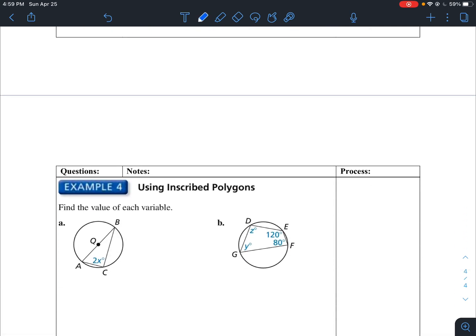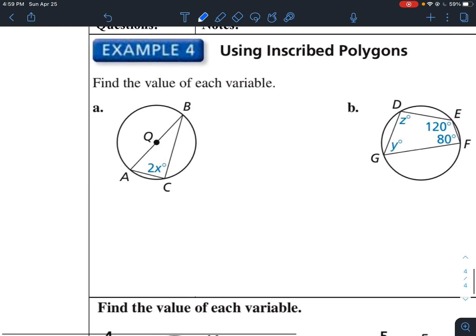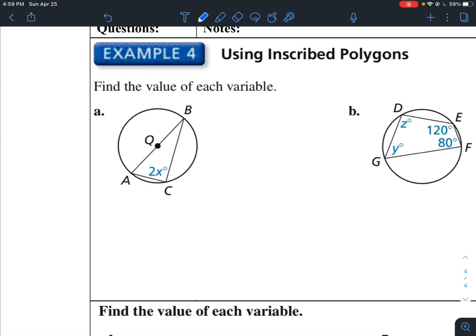So let's put these theorems to the test. Find the value of each variable. In A, we want to find the variable x. Notice that this is an inscribed triangle, and one of its sides is a diameter. If one of its sides is a diameter, then it has to be the hypotenuse of a right triangle. So this angle has to be 90 degrees. So 2x has to equal 90 degrees. If I divide by 2, x has to be equal to 45 degrees.